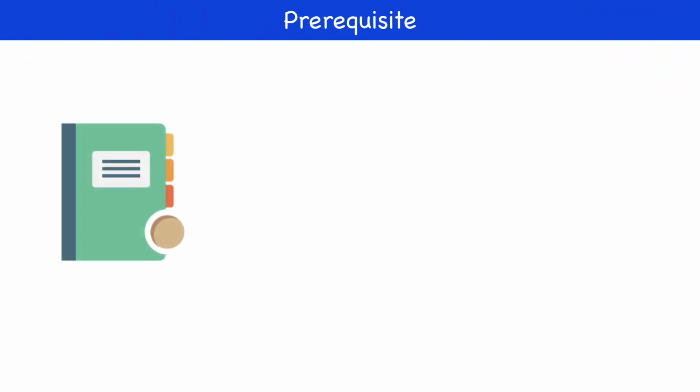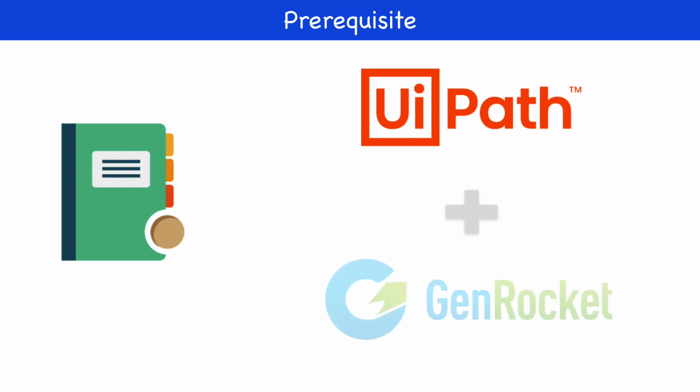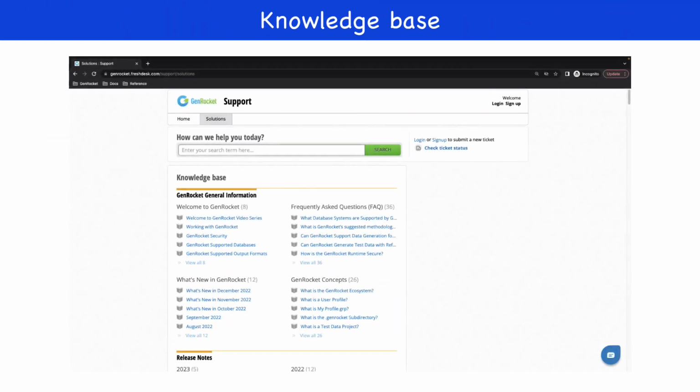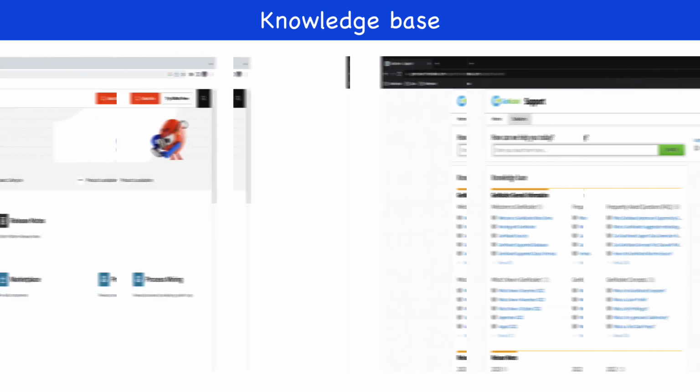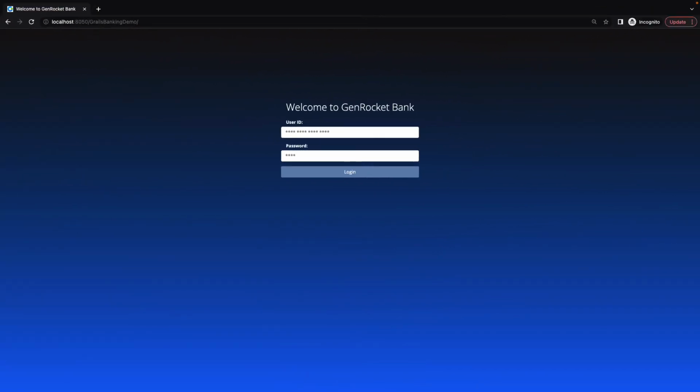The prerequisites required for the integration are UiPath Studio setup, which helps us to create the automation scripts, and then GenRocket to perform the synthetic test data generation. We highly recommend familiarizing yourself with GenRocket and UiPath by referring to their respective knowledge base portals. Let's kickstart the journey by taking a closer look at the GenRocket Bank application, a demo application provided by GenRocket.